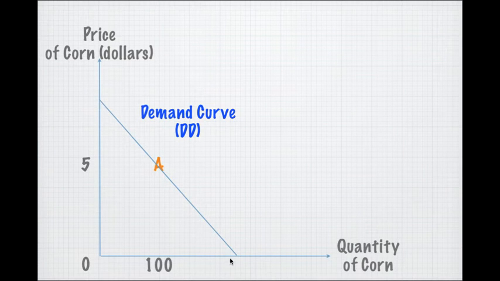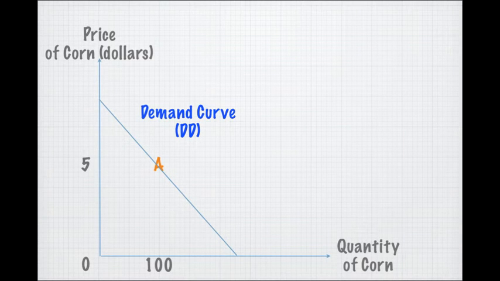Basically, it's a downward sloping line. On the y-axis you have the price of a good, which I have labeled in dollars, and on the x-axis the quantity of a good. Before I go into what all these numbers mean, I will just have to define what demand is.